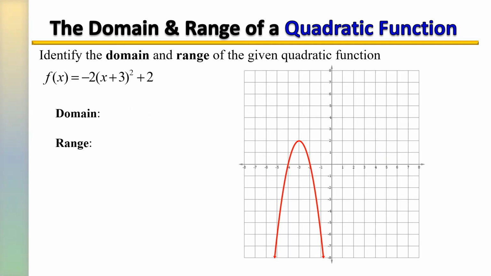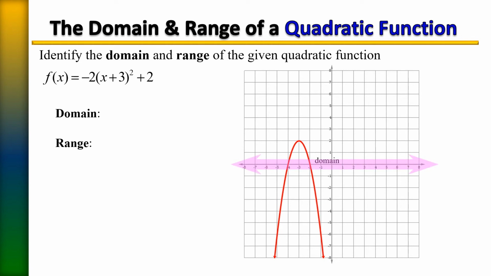Let's identify the domain and range of the given quadratic function. Let's start with the domain, which is the horizontal span of the graph. Note the fact that we have arrows on both ends, up to the left and right, means that it is going to extend forever to the left and forever and ever to the right. So we would say that the domain is from negative infinity to positive infinity. And recall that we always close infinities with a parentheses if we're writing it in interval notation.